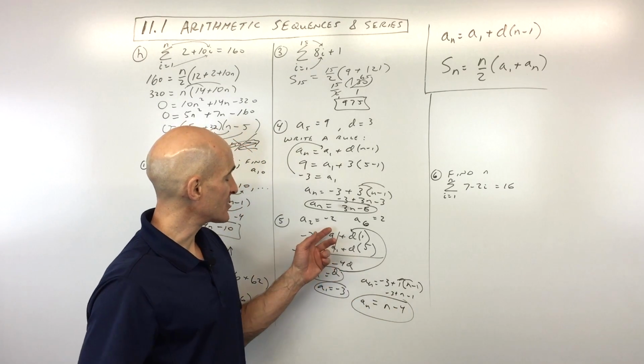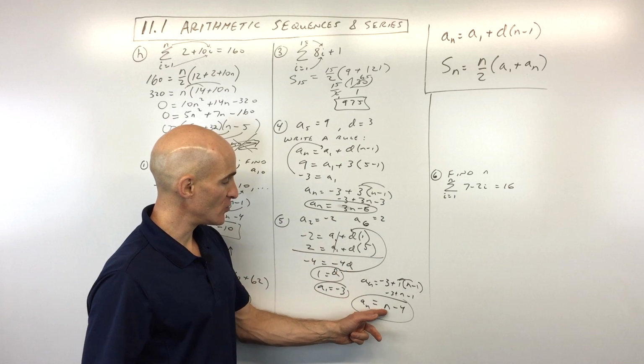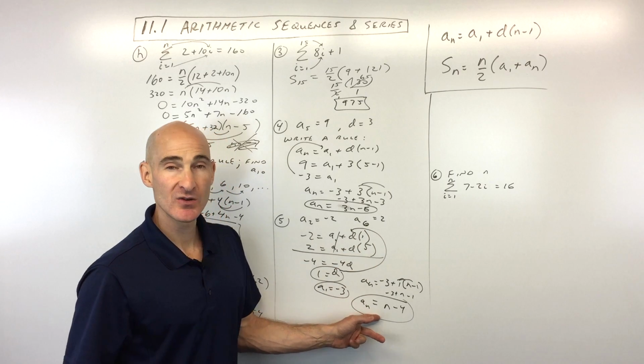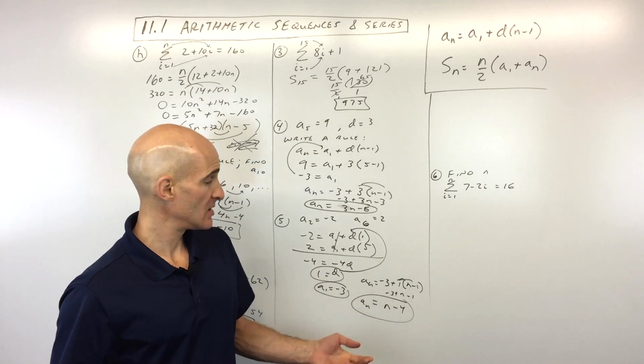So if we want to check it out, let's test. So the second term would be 2 minus 4 is negative 2. The sixth term, 6 minus 4 is 2. So you can see we've got a good formula for the sequence here.